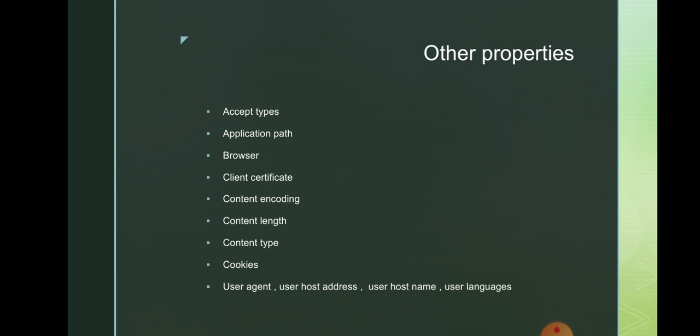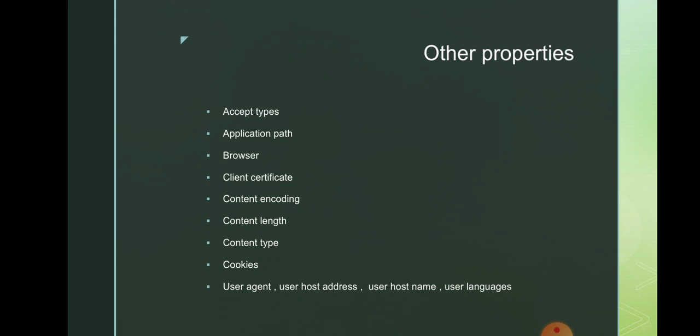What are they? Accept types. Accept types means it gets a string array of client supported MIME accept types. Next, application path. Application path means, already I told you file path, just like that, here it is the application's virtual application root path, that is the application's path on the server. Next, browser. Which browser the client uses for making a request, that is the browser.